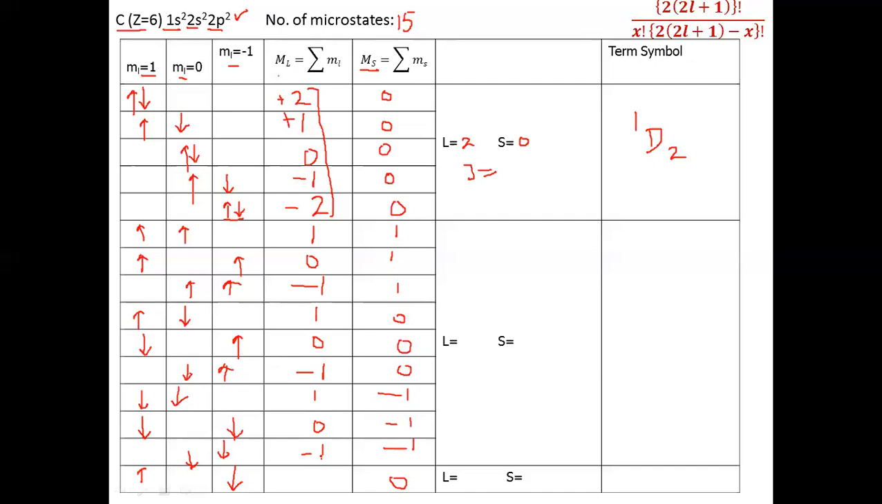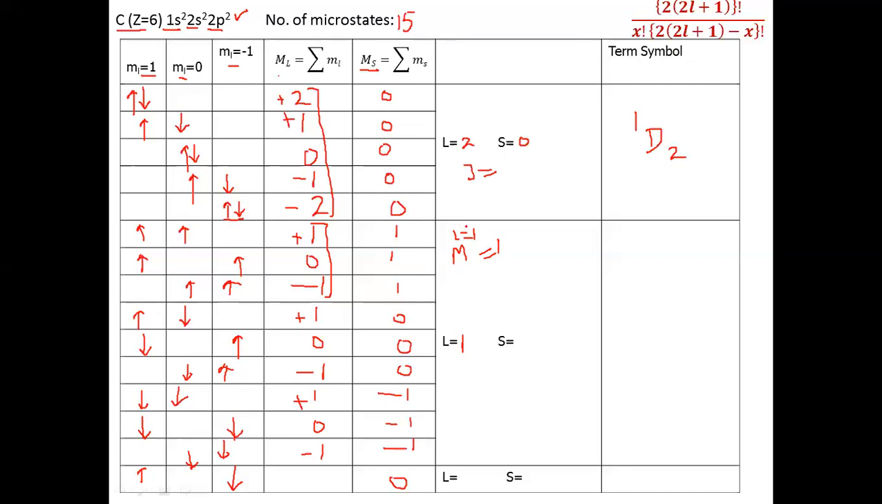Now why have I made such a proof? Because the values of ML equal to +1, 0 and -1, repeated, correspond to the value of L equal to 1. Please understand this. As L is 1, ML can have values starting from plus L, 1, then we have to go up to minus L.